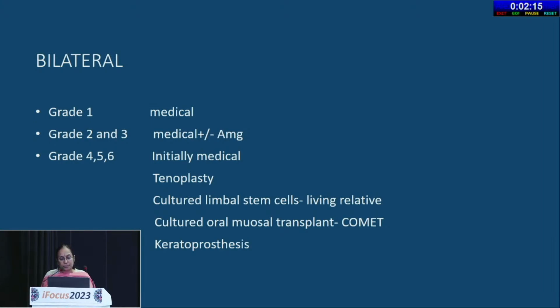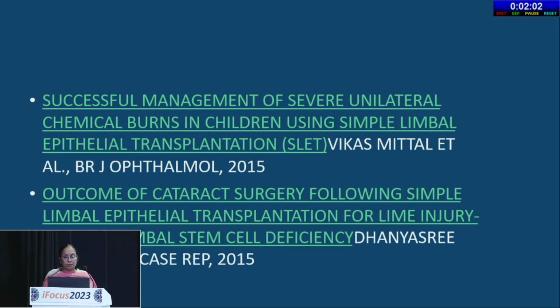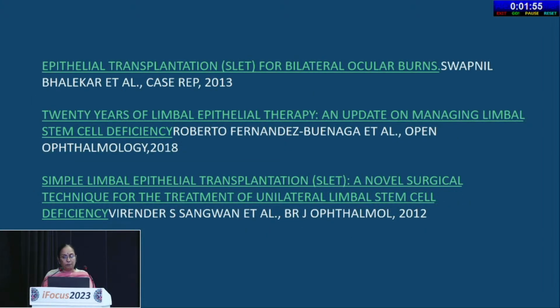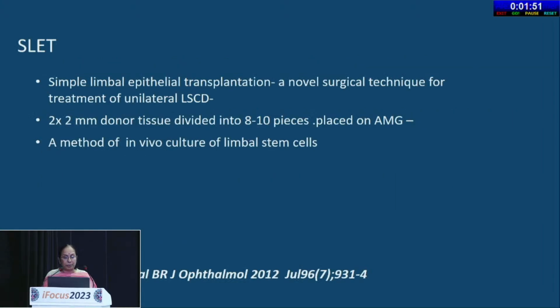Oral mucosal transplant, taking from the buccal mucosa and transplanting. Why people did not use it too much is because vascularization occurred because of buccal mucosa, and it's not the same phenotypically as the conjunctiva. Now, successful management: several papers have been done for limbal epithelial transplantation, and also for the keratoplasty after SLET. There are many papers there.